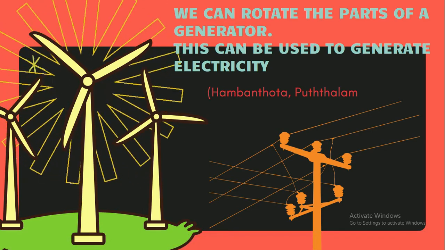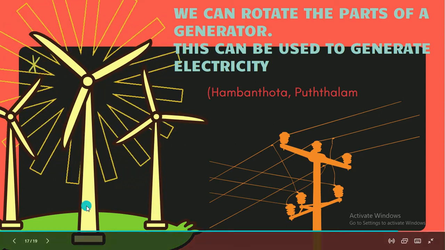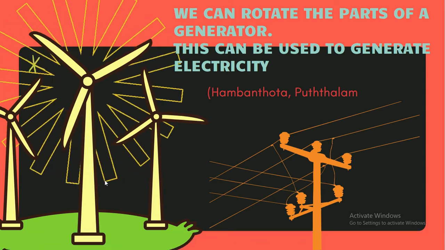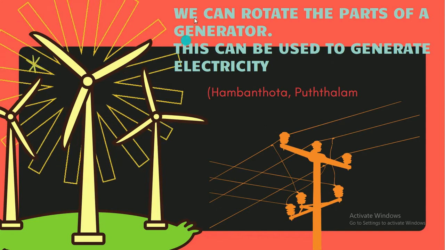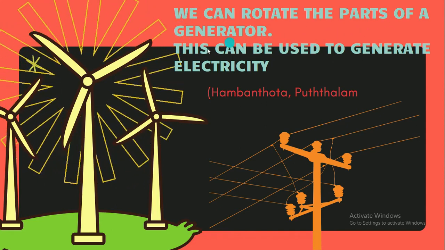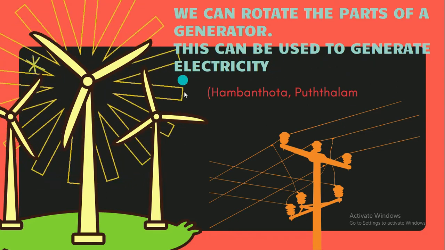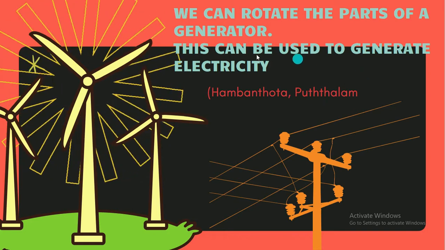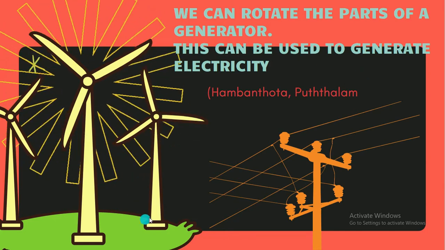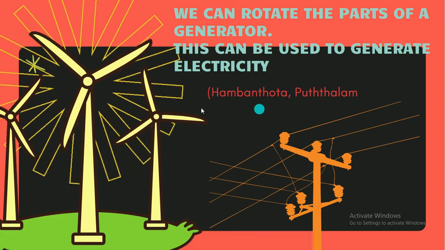This is the simple theory that I have taught in the previous pages. We can rotate the parts of a generator. This can be used to generate electricity. In our country, Hambantota and Puttalam have this kind of units, large fans placed in these areas. By using these fans, we can produce electricity.